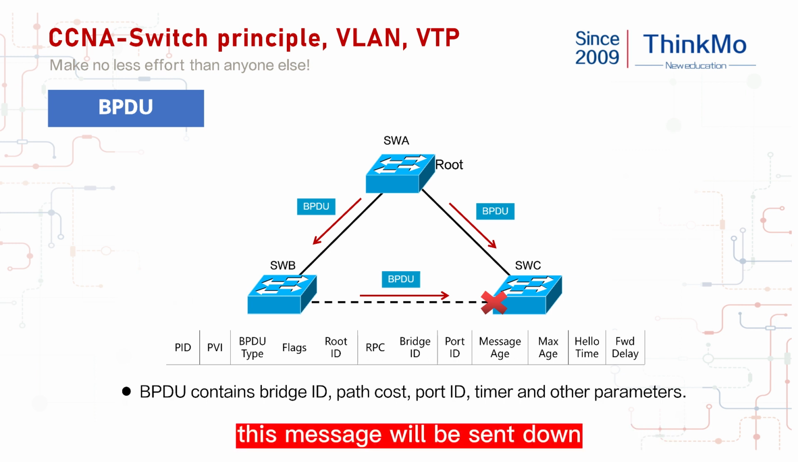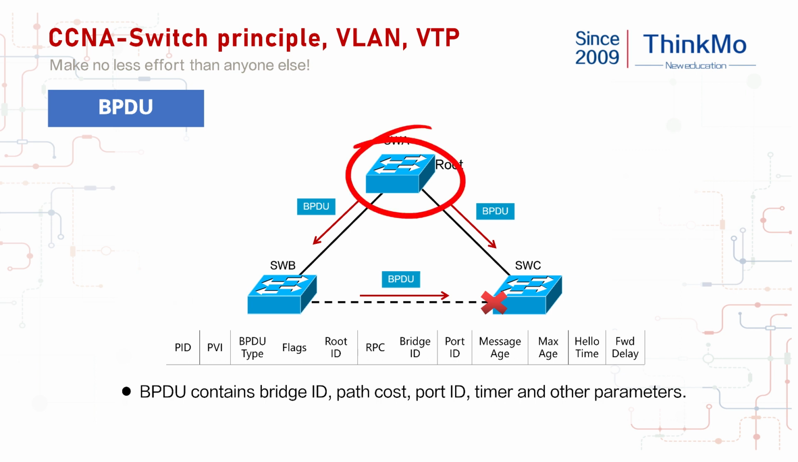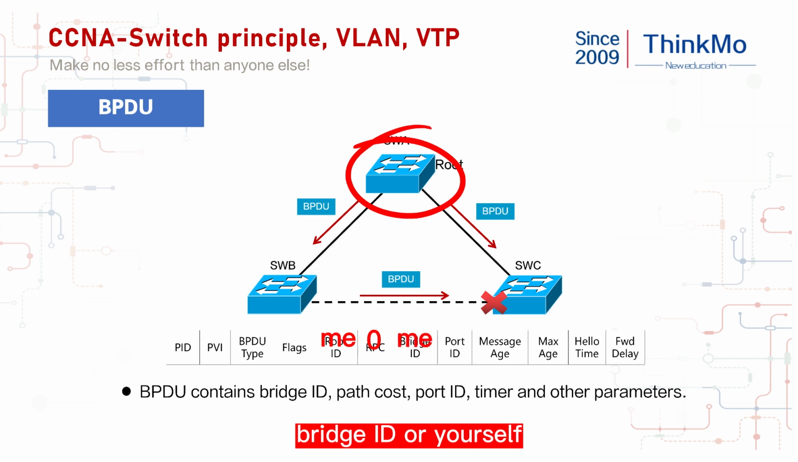This message will be sent down. For example, now this message is sent to switch B. Then if it is the root, it should be filled like this. First, the root ID is yourself, that is, me. RPC is 0. Bridge ID is also yourself, that is, me. Say this is interface 1, so port ID is 1. This is the message it sent out.